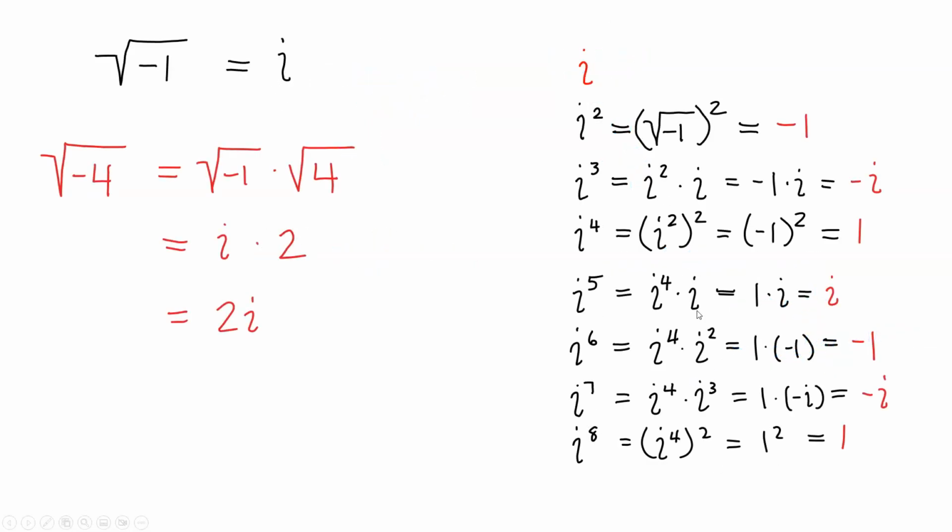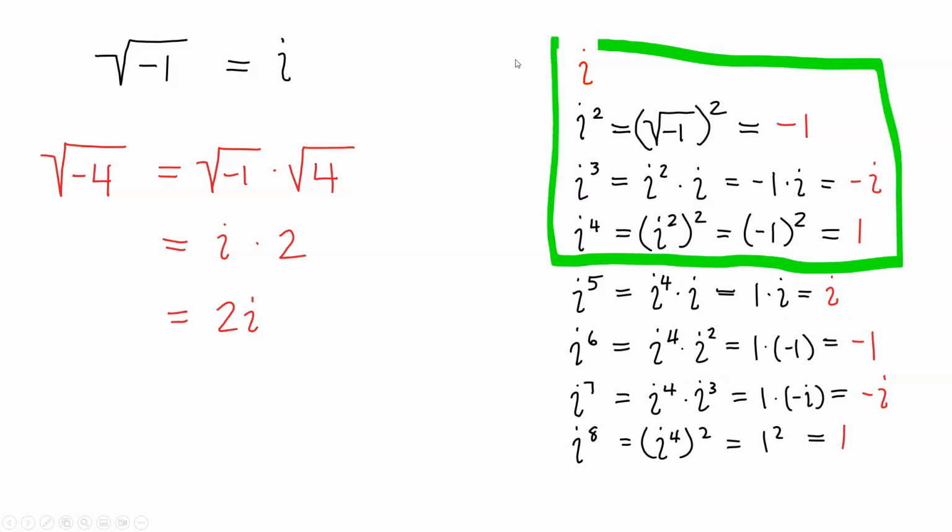So basically, you're just using this idea and these first four values, and then you're going to divide the exponent by 4 to figure out if it's going to be equal to i to the first, i to the second, i to the third, or i to the fourth, which are i, -1, -i, and 1 respectively.